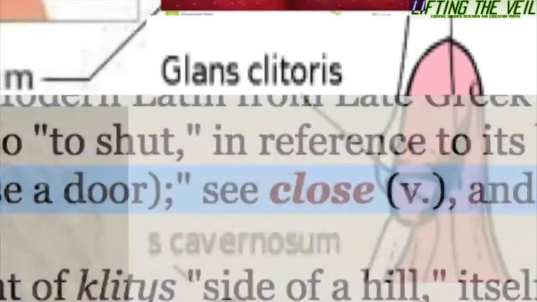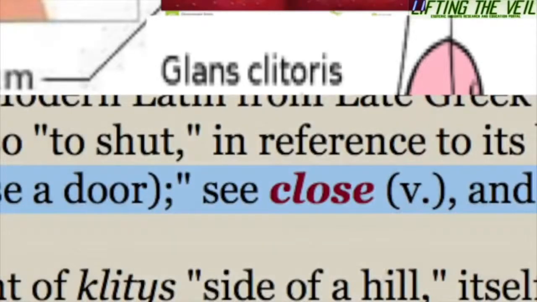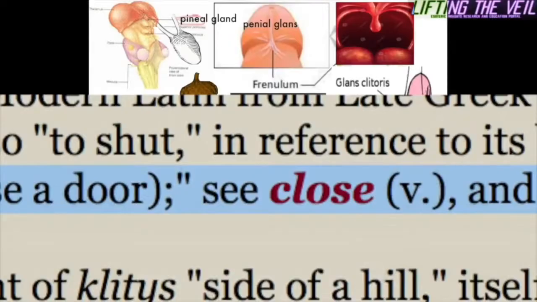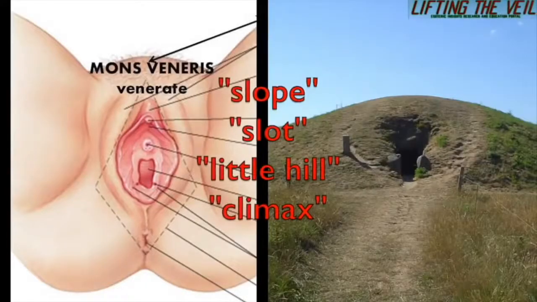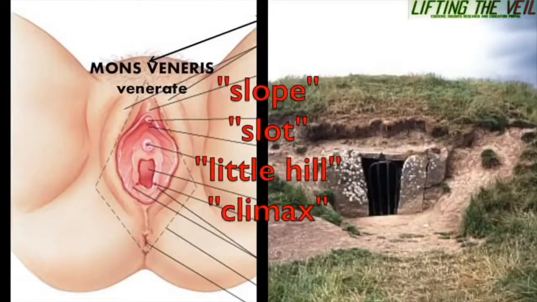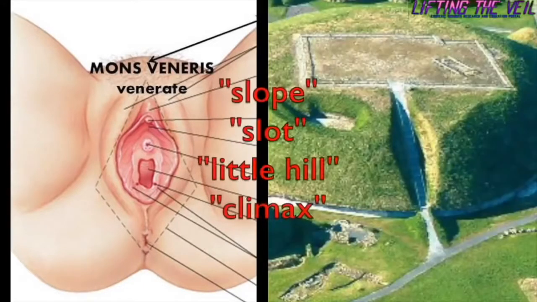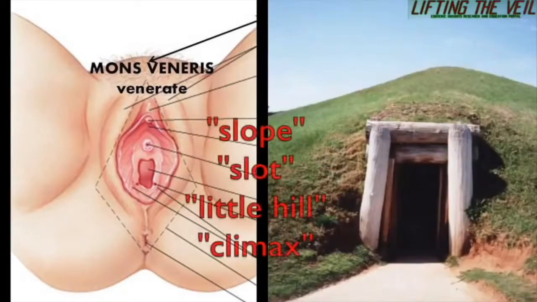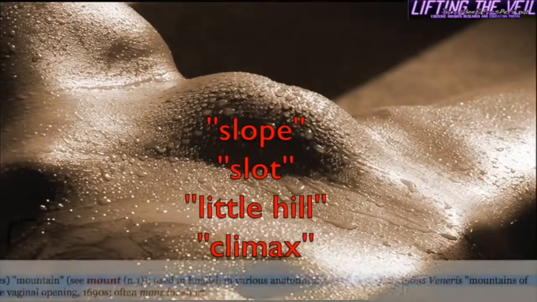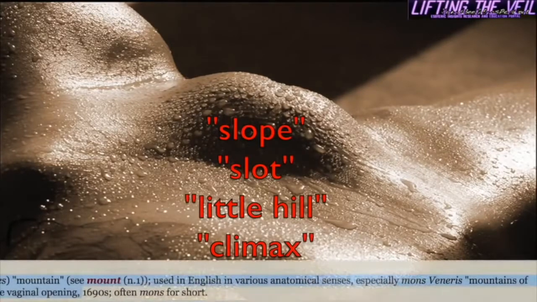Alternatively, perhaps related to Greek kleitus, a variant of klitus, meaning side of a hill, itself related to klinein, to slope. So this is exactly why the clitoris is located on the side of the hill, or in other words, on the side of the pubic mons, the pubic mound, the mons pubis. From the same root as climax, and with the sense of little hill.